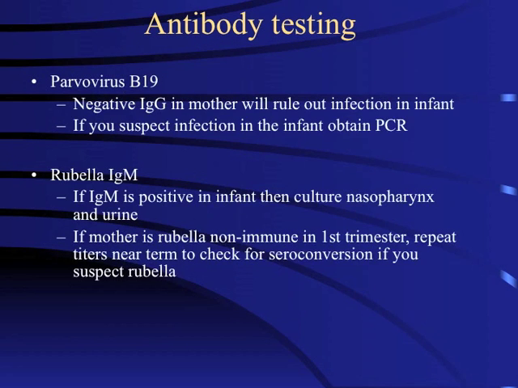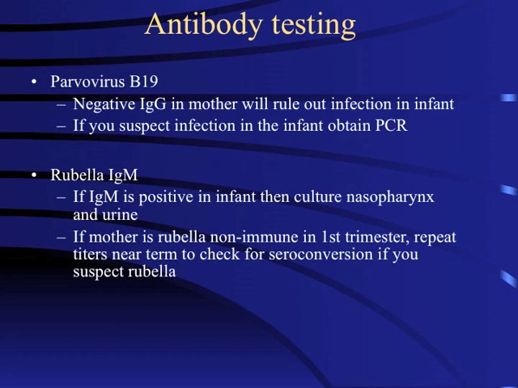For parvovirus B19, if the mom is IgG negative, then you can rule out infection in the infant. But if you suspect infection in the infant, the best test is to do a PCR. And if you get a positive IgM for rubella in an infant, then you can do a culture of the nasopharynx and the urine.